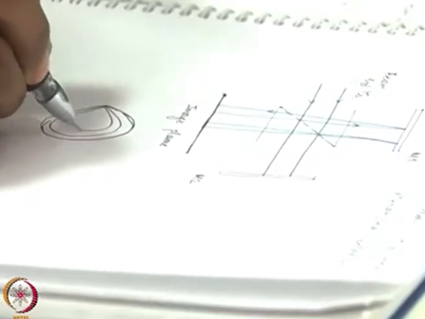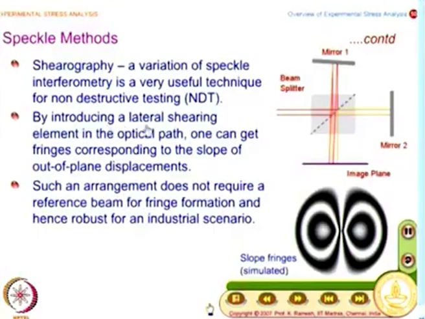So, what we find here is by introducing a lateral shearing element in the optical path, one can get fringes corresponding to the slope of out of plane displacements, that is what you get here. And there is nothing like one beam being a reference for the other, there is nothing like a single reference beam for fringe formation, and hence it is robust for an industrial scenario.